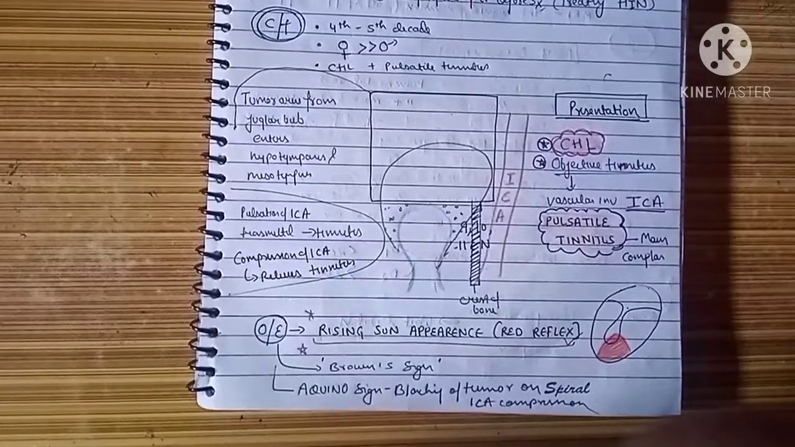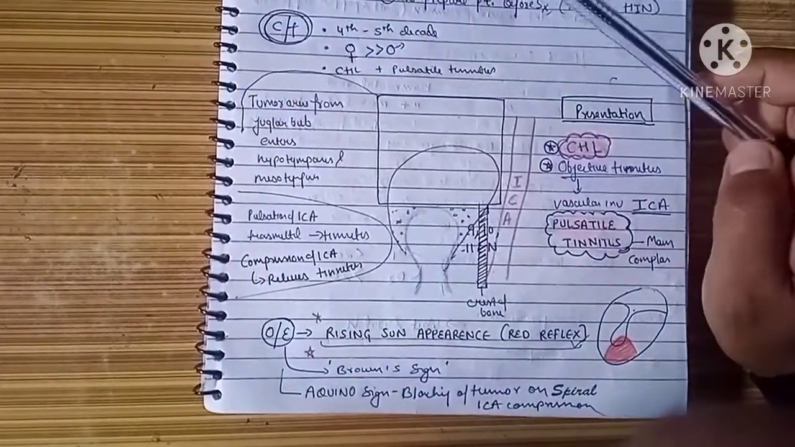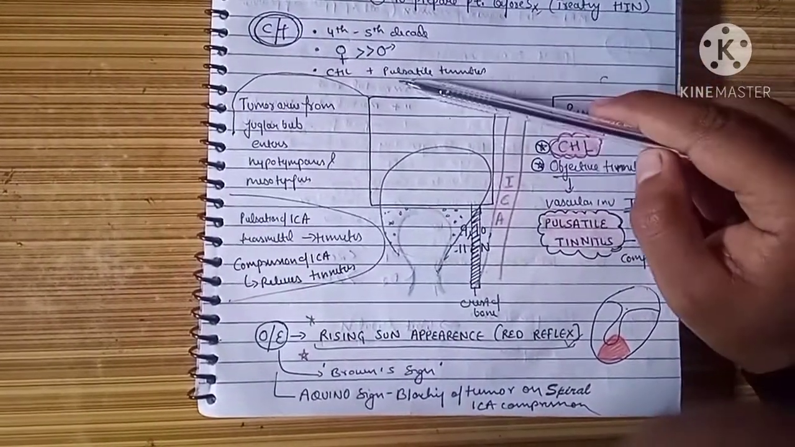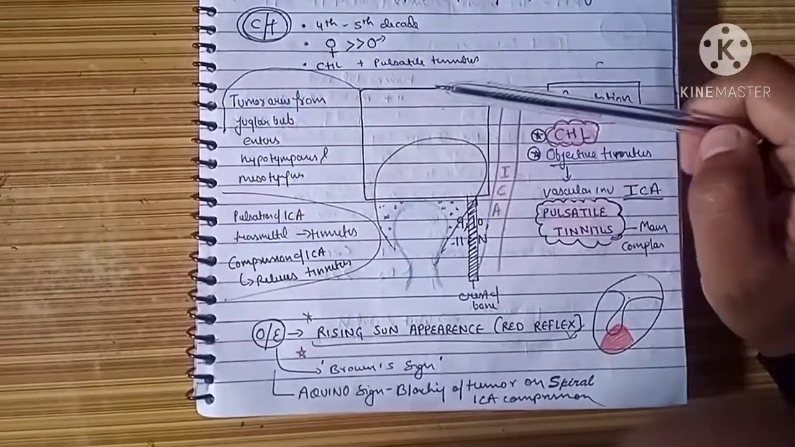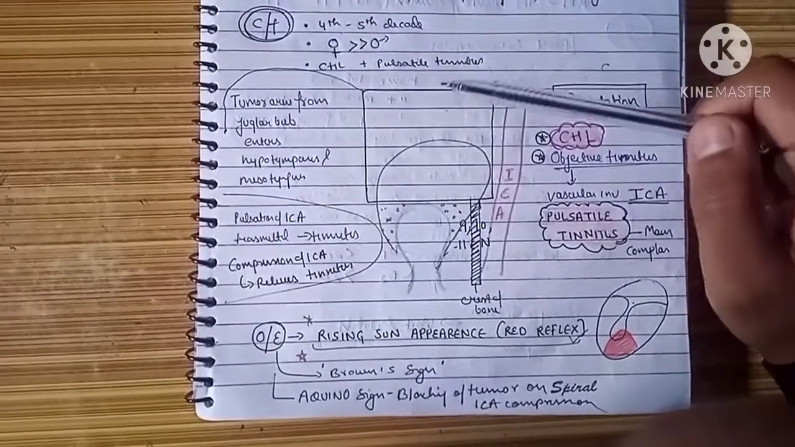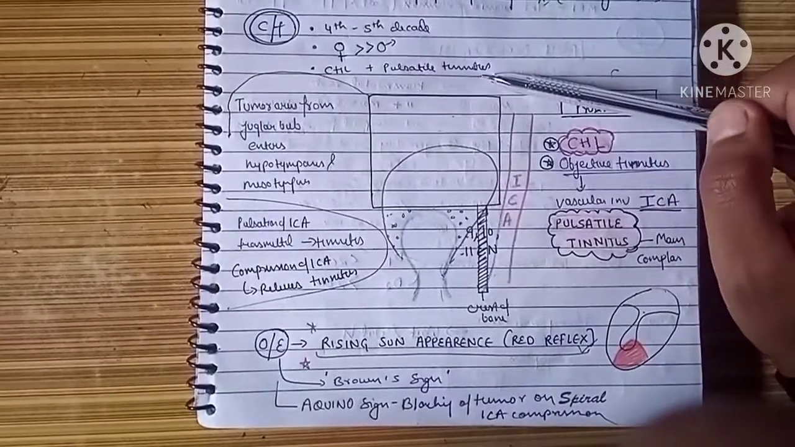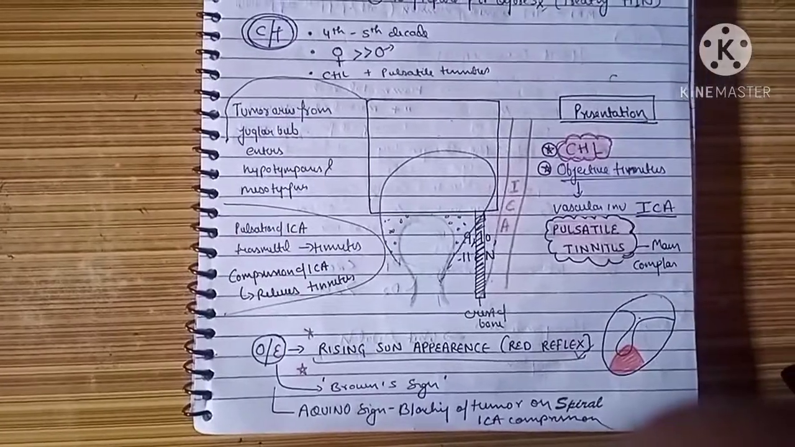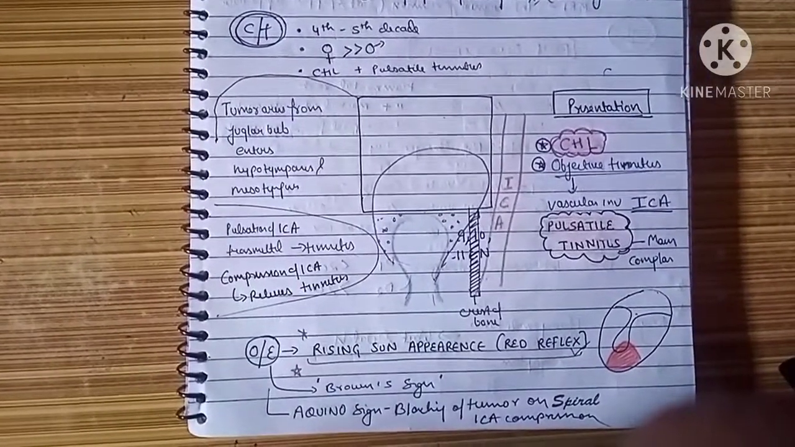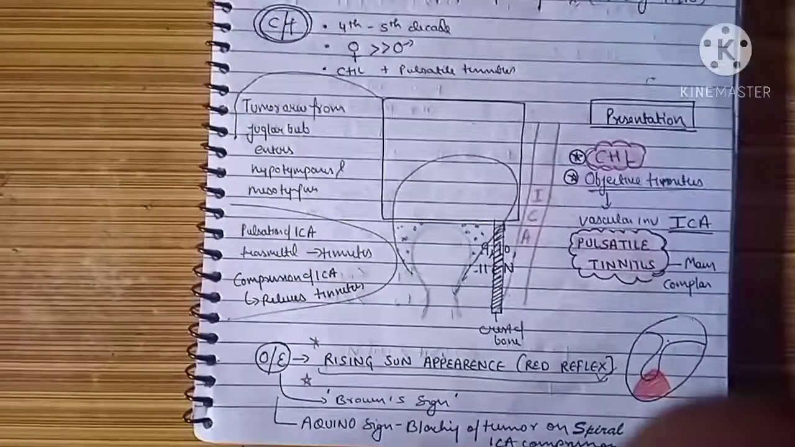In this video we will talk regarding the clinical features of glomus tumor. Glomus tumor occurs more commonly in females rather than males during the 4th to 5th decade, presenting with conductive hearing loss plus pulsatile tinnitus, which is a characteristic feature of glomus tumor. And when a patient presents with pulsatile tinnitus, we consider glomus as the diagnosis until and unless proven otherwise.